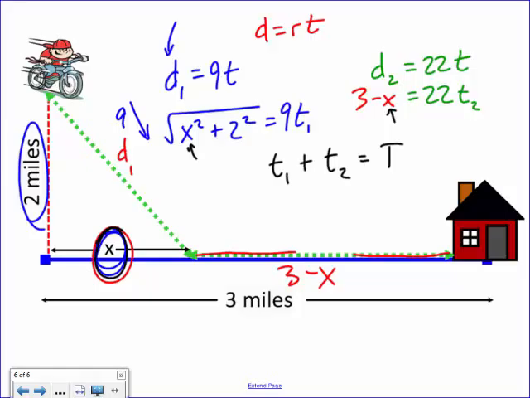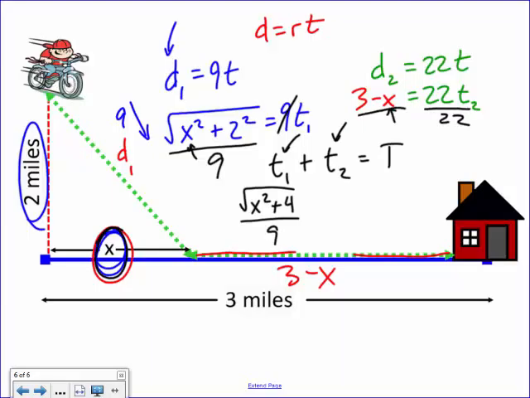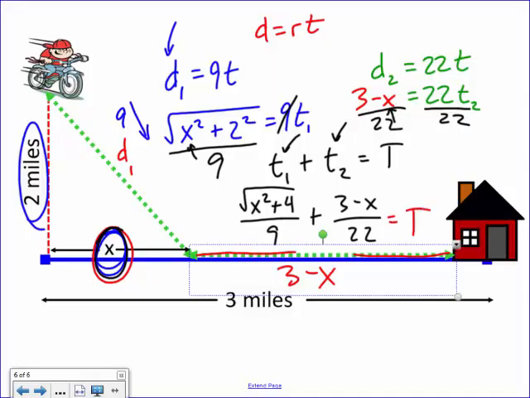Well, if I solve these both for their t's, I could plug them in for T1 and for T2, and then see how that would help me. So in this first case, I could divide by 9 to get rid of that 9 there. So T1 equals the square root of x squared plus 4, over 9. And T2, I could just divide by 22. So I'd have plus 3 minus x over 22, and this is equaling the total time for the trip. So let's bring that down here.